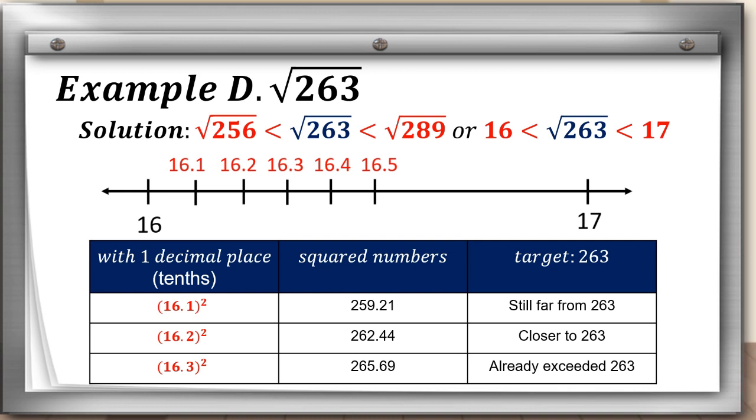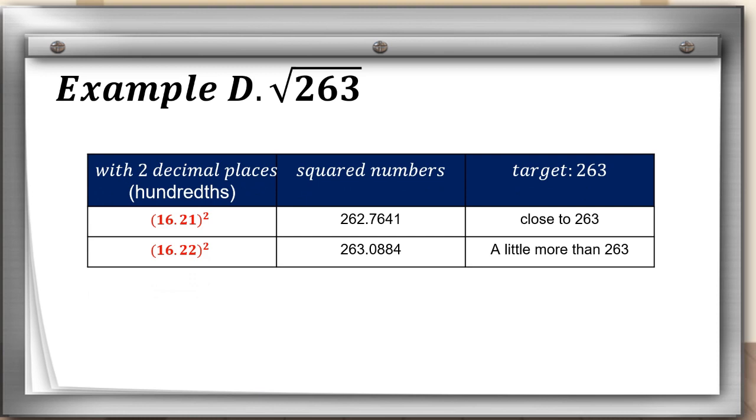Now, pipili tayo between 262.44 at 265.69. Alin ang mas malapit sa 263? Very good. Mas malapit ang 262.44 kaysa sa 265.69. So we will choose 16.2 for further estimation on hundredths place. Let's start with 16.21 squared, which is 262.7641, and that is close to 263.